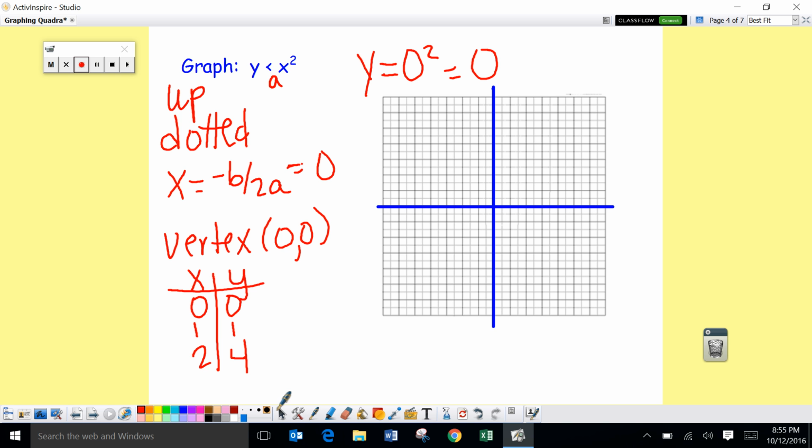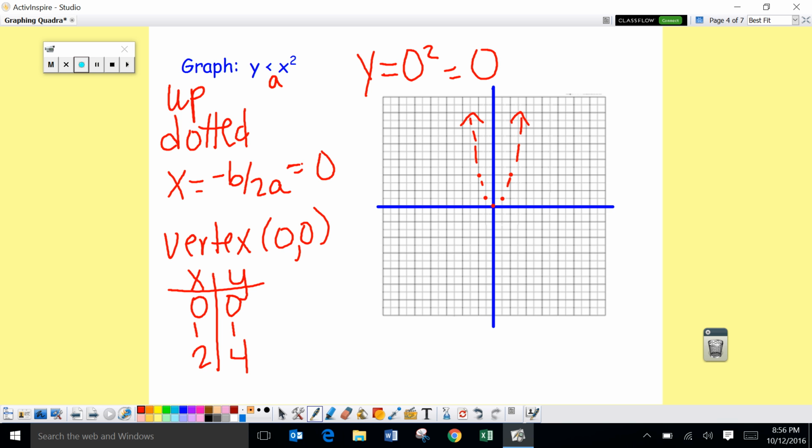We will put our vertex at 0, 0, which is the origin. Then we will go over 1 and up 1 and go across our axis of symmetry, which is the y-axis. Then we're going over 2 and up 4, over 2 and up 4 on the other side. In this case, our axis of symmetry is our y-axis, and we know that we need a dotted parabola.